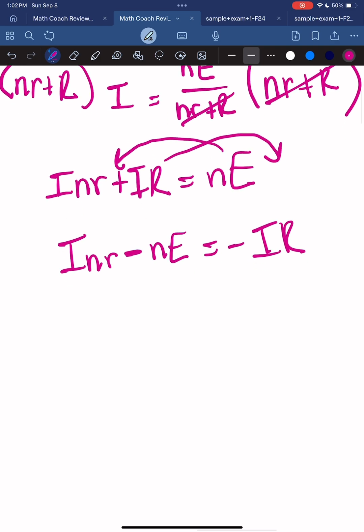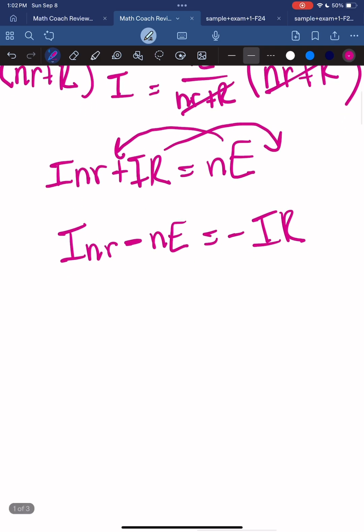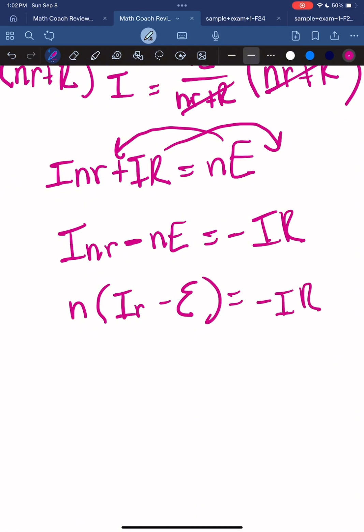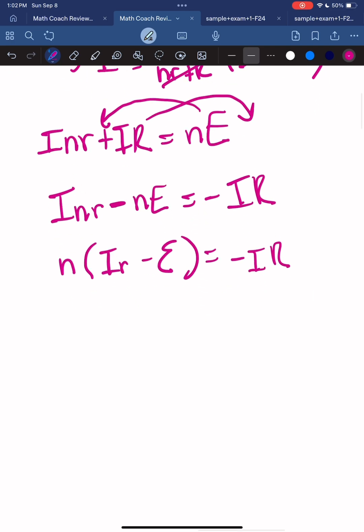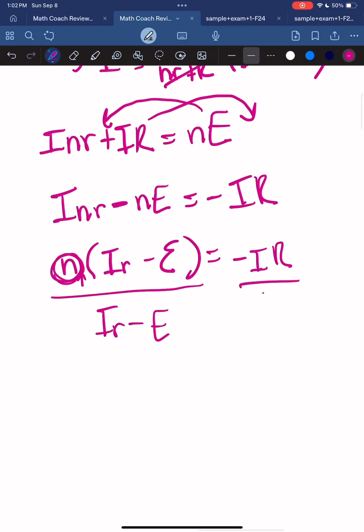Okay, now let's do this so that we can isolate the n a little bit more. E equals negative r. And now this is being multiplied. We would want to divide by IR minus E in order to be able to isolate this n once and for all. So divide both sides by IR minus E.